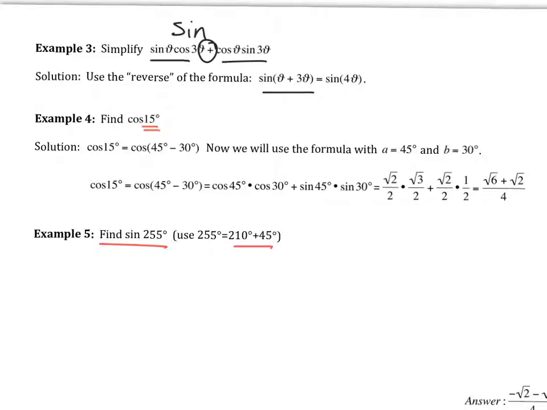Couldn't we do 300 minus 45? Okay, so this is not the only way that we could do it. I just want to point out that there are other ways. All right, so we decided to go this route. So sine of an addition, what would that be?